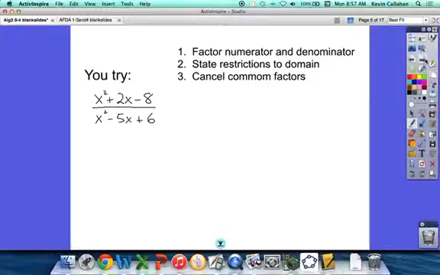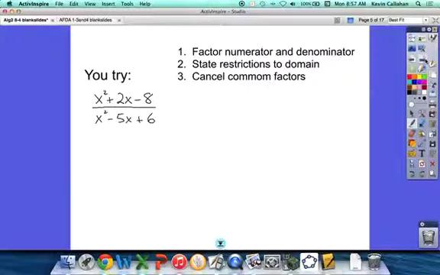What about the restriction? But before you start canceling, just look at what are the zeros of that denominator. 3 and 2. X is not equal to positive 3, positive 2. I know you got it right. Did you use restrictions? Yeah. Okay. Good job. Press next.